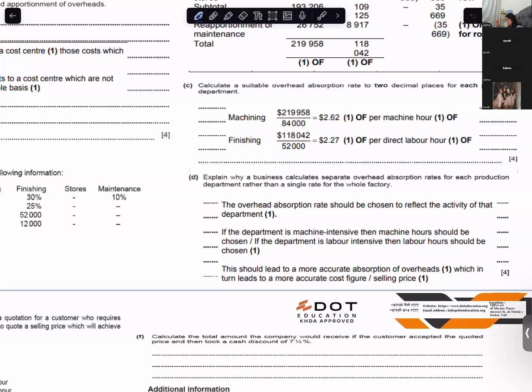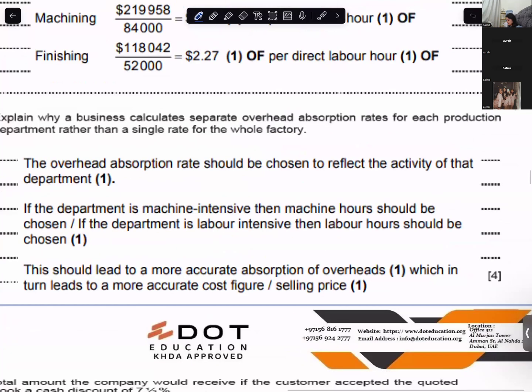Now understand the question properly. Why does the business calculate a separate OAR for each production department rather than one rate for the whole factory? First, if the department is machine intensive or labor intensive, then machine hours or labor hours is supposed to be chosen accordingly. Another one would be that it will be more accurate to have separate overhead absorption so that they get a more accurate selling price. 4 marks. And how many marks? Three. You got 3, but we have to write for 4.